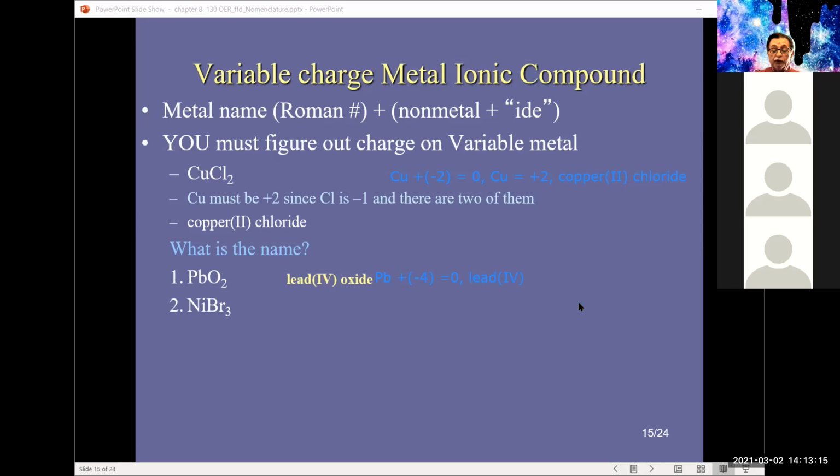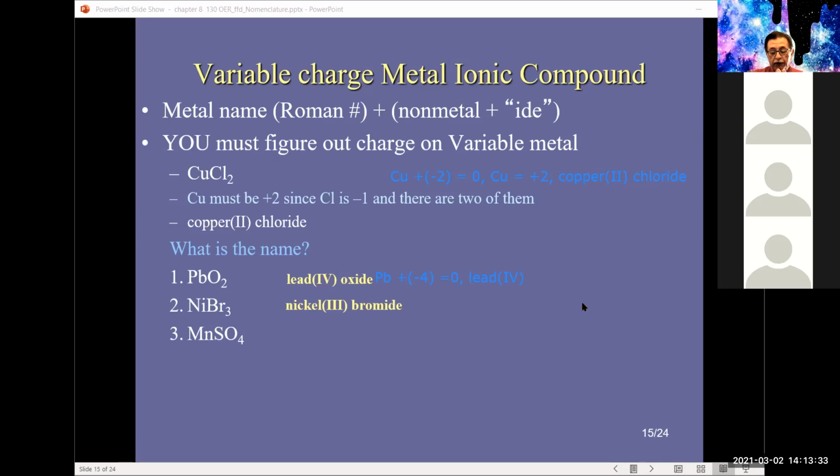There's 3 of them. What does that infer that nickel must be? That must be nickel 3. Sure enough, that is nickel 3 bromide. Okay. Oh, manganese, sorry. SO4. SO4, you might think sulfide, right? Okay, here we go again.